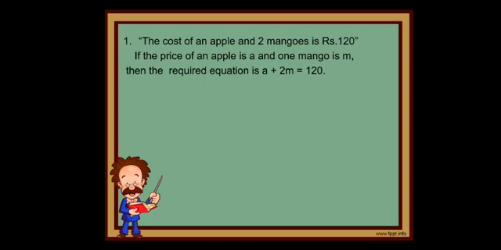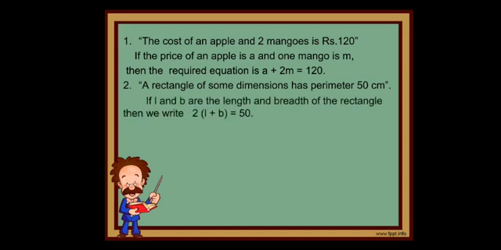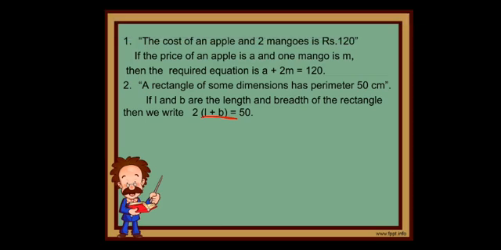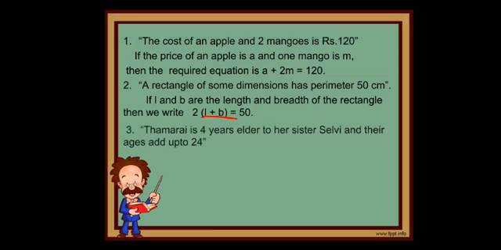Now see the second one. A rectangle of some dimensions has perimeter 50 centimeters. What is the formula to find the perimeter of a rectangle? 2 into (L plus B). Suppose L is the length of the rectangle and B is the breadth of the rectangle, and the perimeter is given. So 2 into (L plus B) is equal to 50. This is an equation involving the variables L and B.